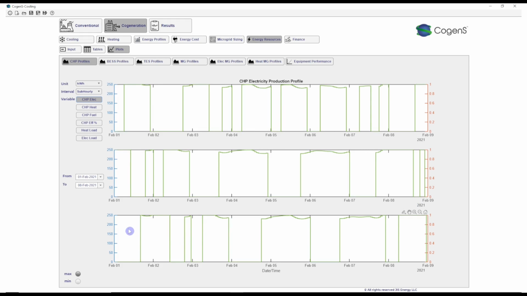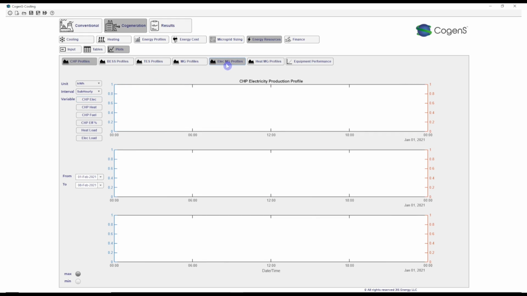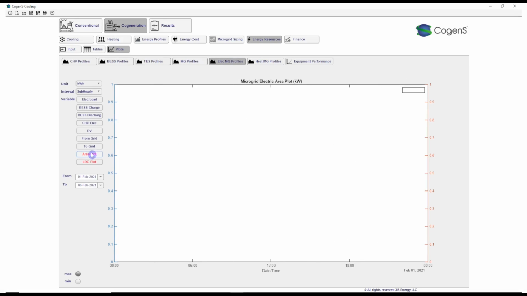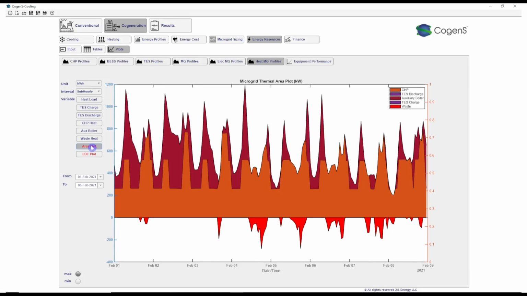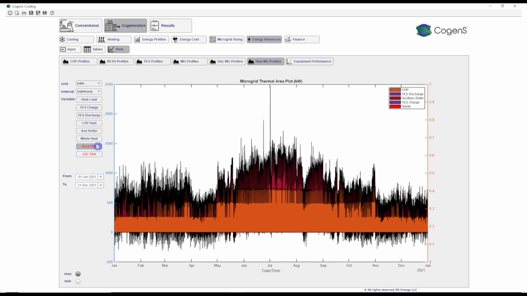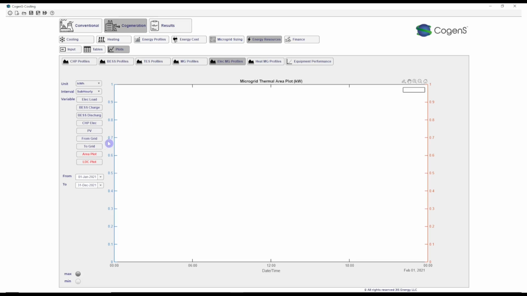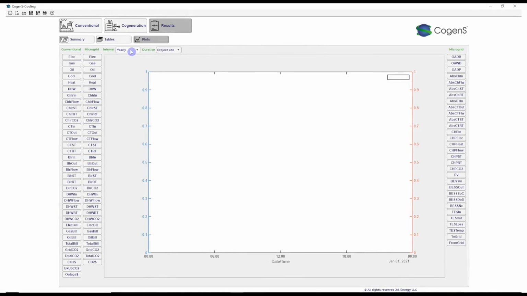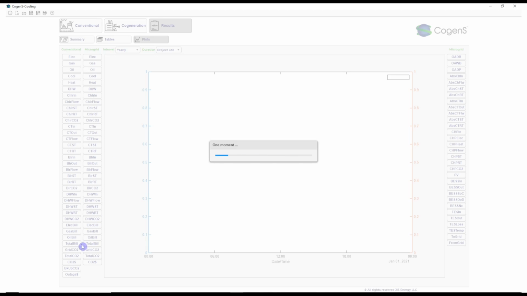We can also get a great visual of the electric and thermal energy distribution through an area plot at the electricity and heat NG profiles tabs. And finally, we can plot the total CHP microgrid project CO2 emissions and compare it to the conventional energy systems.